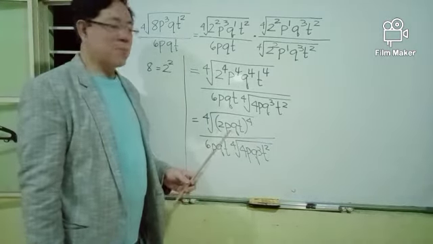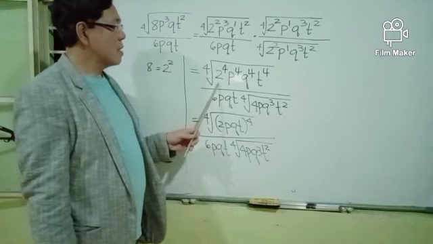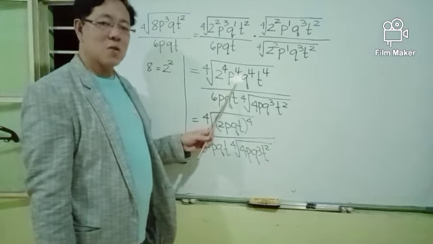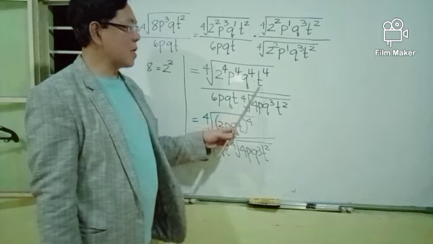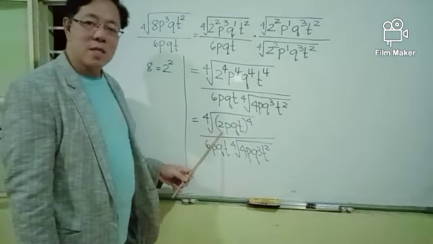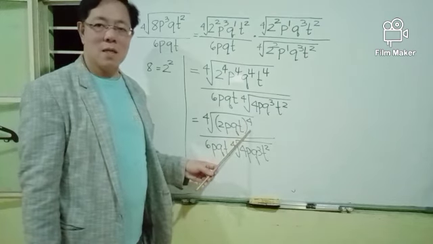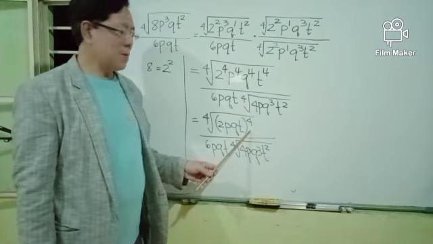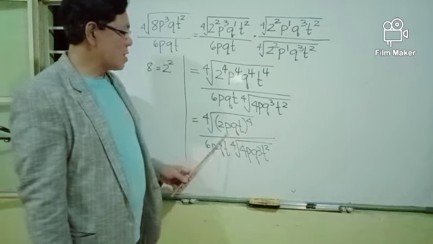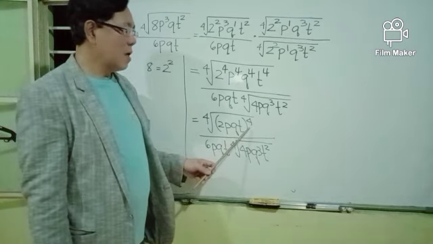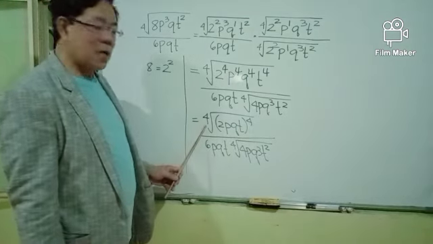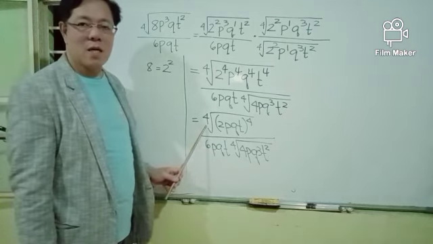By property of exponent, we have written 2 raised to 4, p raised to 4, q raised to 4, t raised to 4 as quantity 2 times p times q times t raised to a single exponent 4. Now, the exponent of this base 4 is equal to the index 4 of the radical sign.